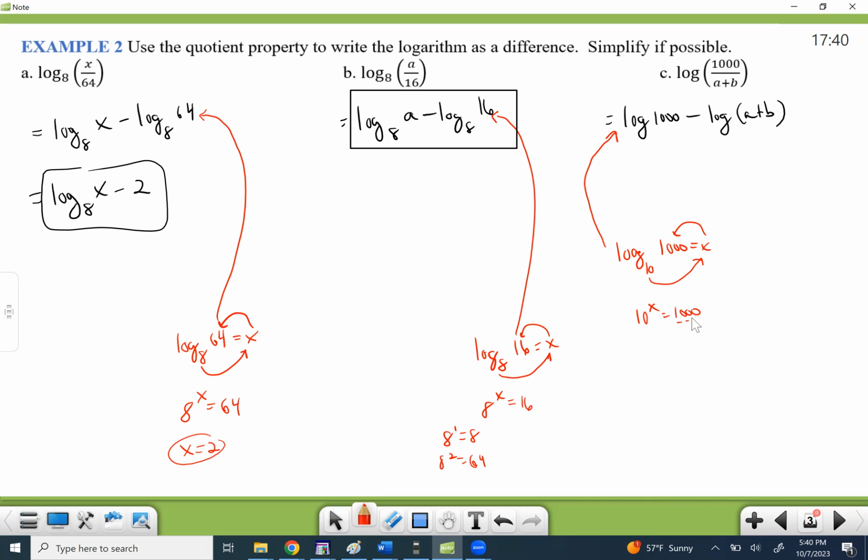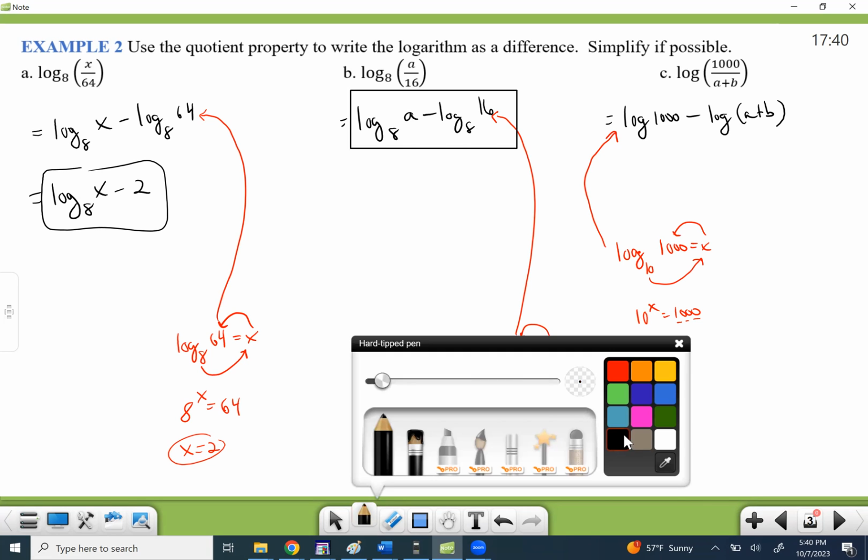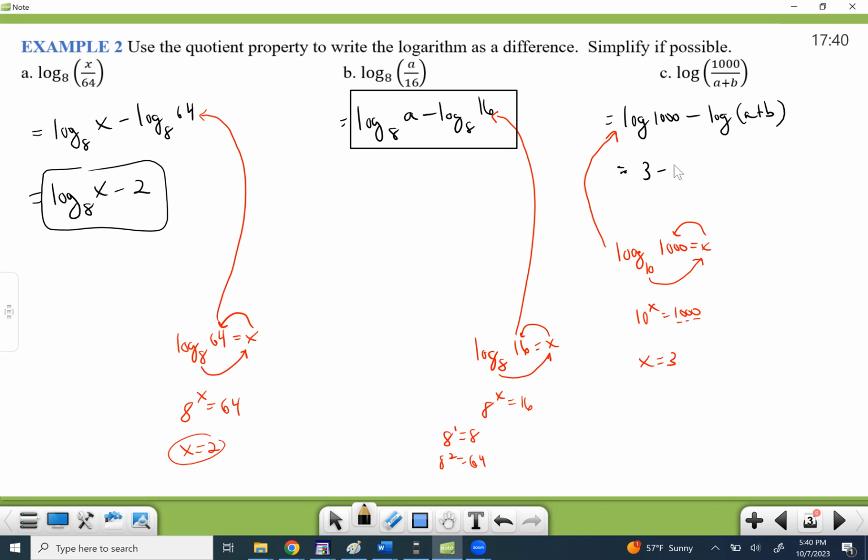Well, there's 1, 2, 3 zeros, so it must be 10 to the third. So we're going to continue on this one and go one more step. We're going to say 3 minus log of parentheses A plus B. So simplify if possible.